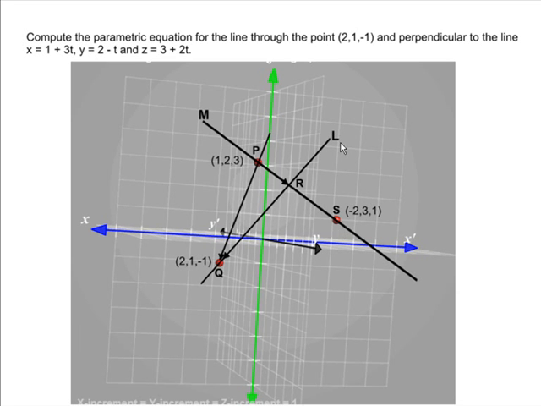As we see here, line L is the line that is going through the point (2, 1, -1) and is perpendicular to the vector line M. We're going to use this information to come up with a vector equation that represents that vector line L, the line that goes through (2, 1, -1) and is perpendicular to M.